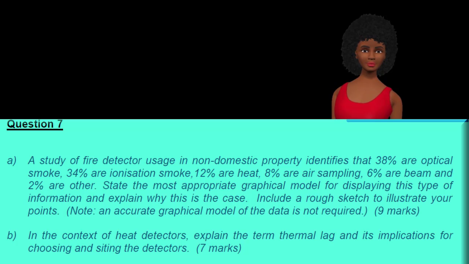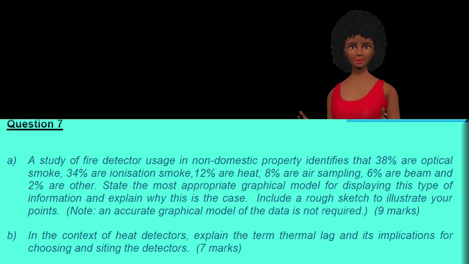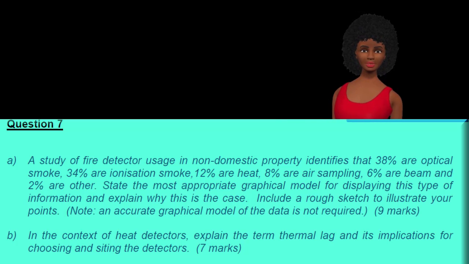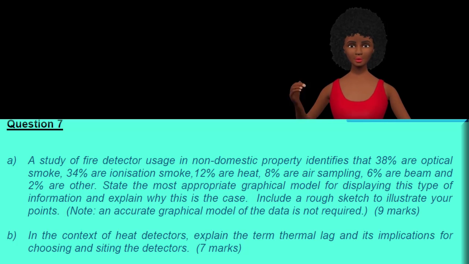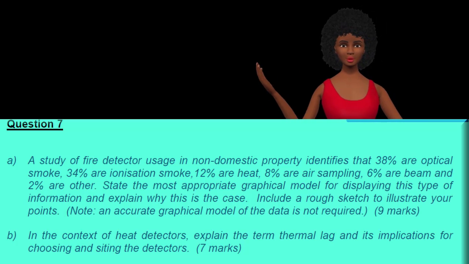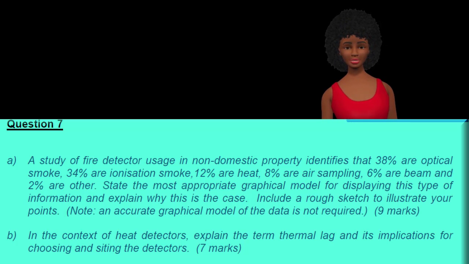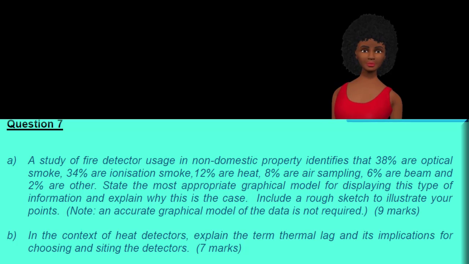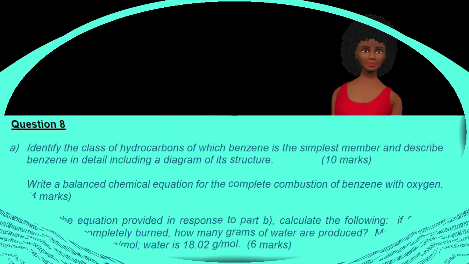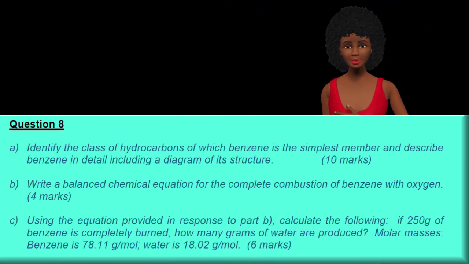9 marks. B. In the context of heat detectors, explain the term thermal lag and its implications for choosing and siting the detectors. 7 marks. C. Describe a bimetallic strip and explain how it works within a heat detector. 4 marks.